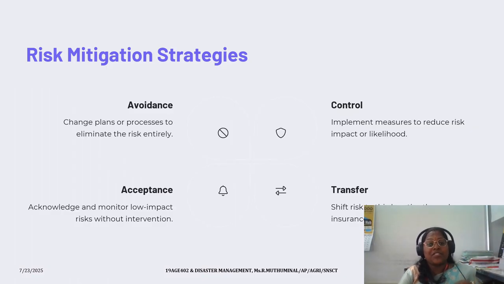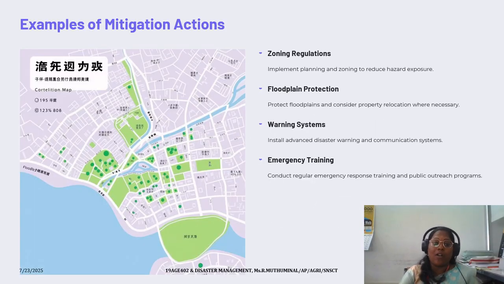Some of the risk mitigation strategies that we have seen in the previous class are avoidance, control, acceptance and transfer. The first one is we have to change some plans or processes to eliminate the risk entirely, or we have to implement measures to reduce the risk impact. Then we have to acknowledge and monitor the low impact risk without intervention. Also, we could shift the risk to third parties through insurance or contracts.